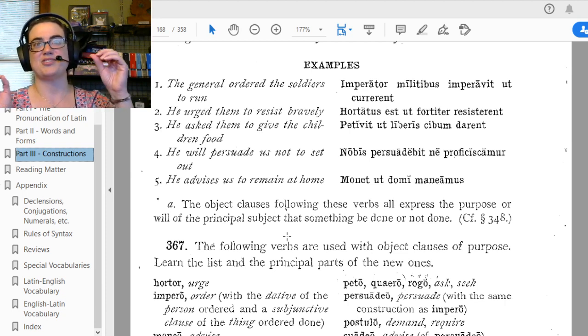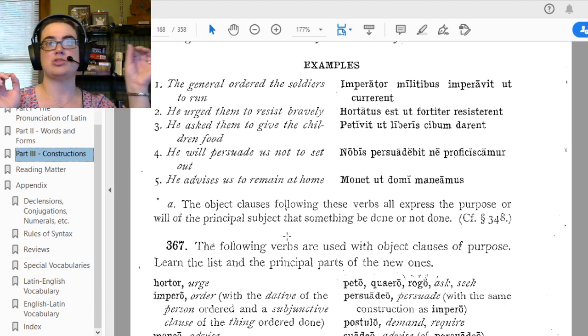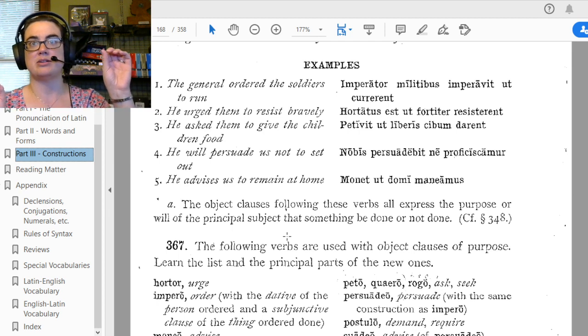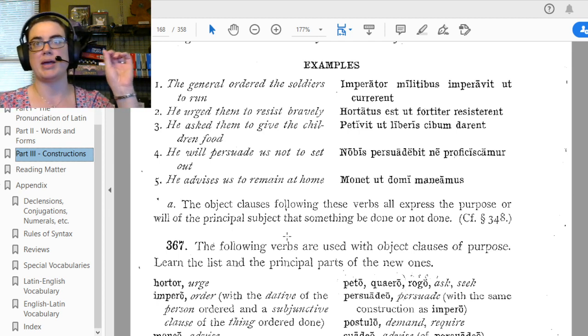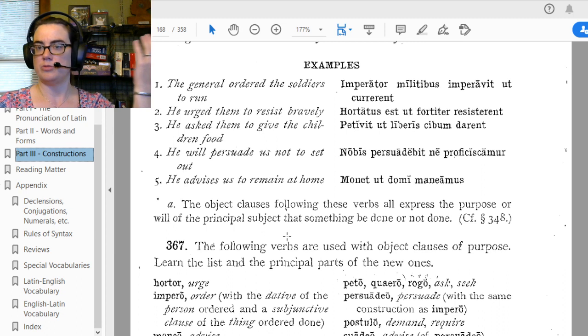He advises us to remain at home. Monet ut domi maneamus. He urges that we remain at home. Right? Indirect command, ut plus the subjunctive. Right?